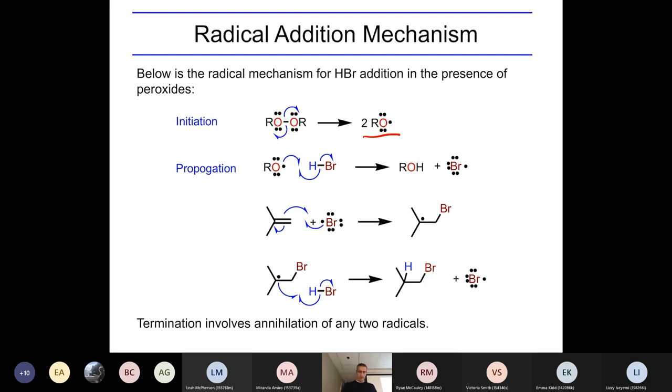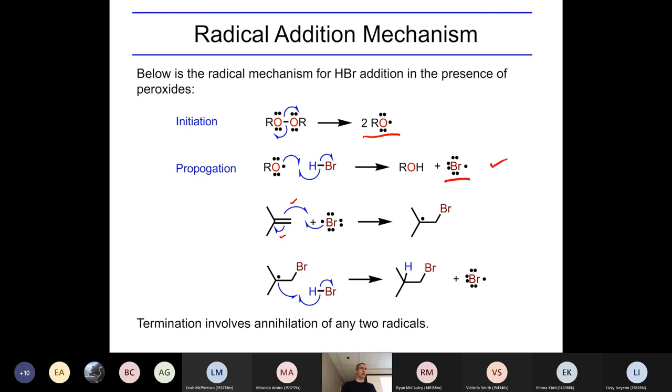So what it will do is it will find a molecule of HBr. And when I say find, it'll randomly collide with a molecule of HBr, and you get the first propagation step that you see here. The O dot abstracts a hydrogen atom, and it leaves you with this bromine radical that you see here. Bromine radical, what it will do is it will add itself to the double bond. So you can see there's two arrows here.